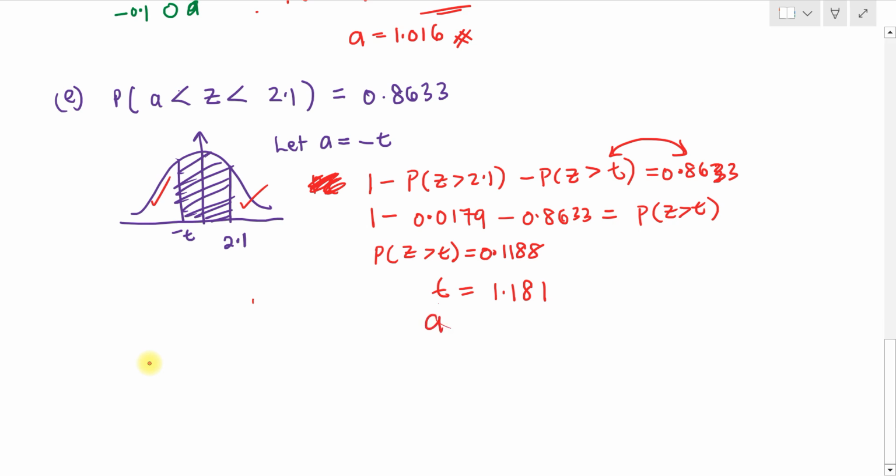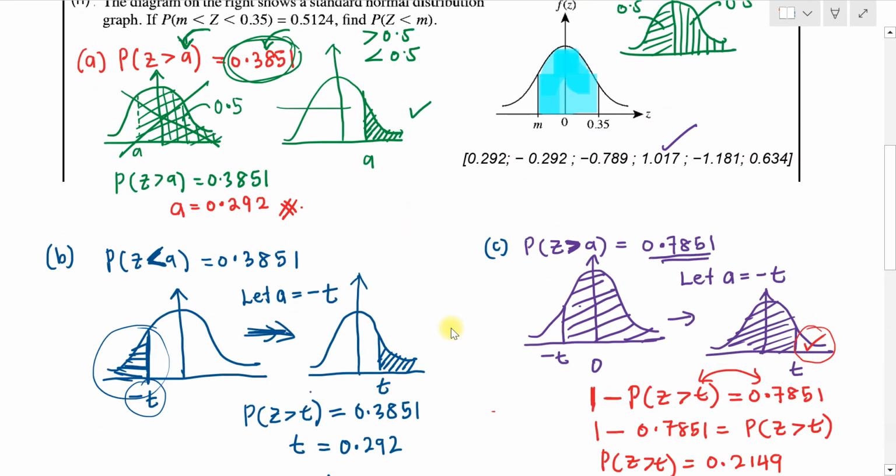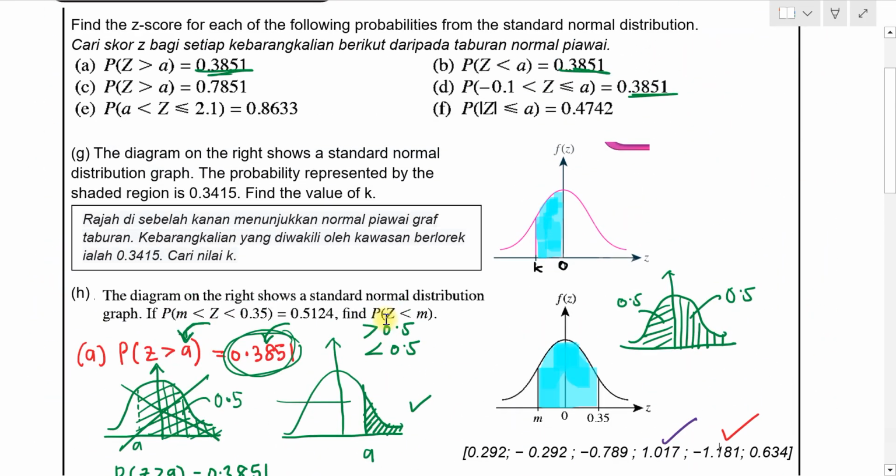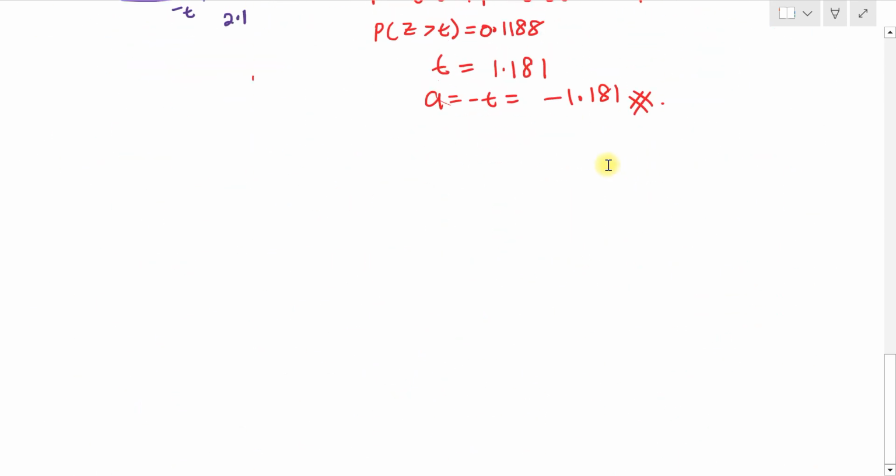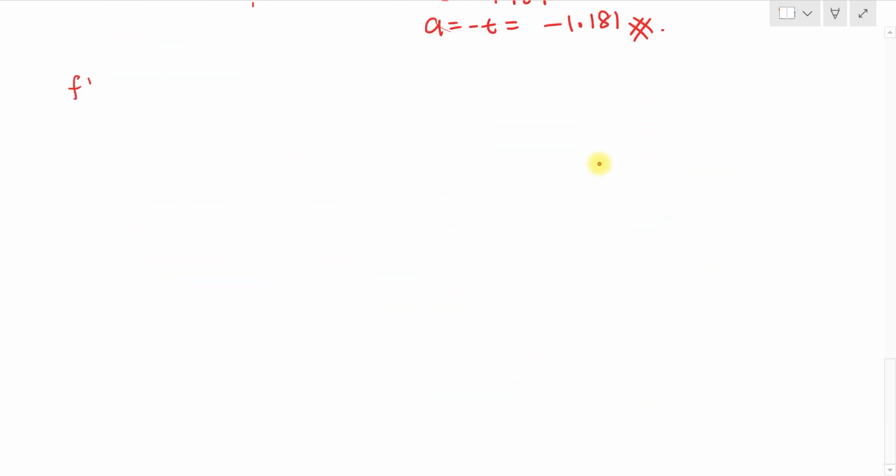We want to find the A. A is equal to negative t. So negative 1.181. Okay. And then your F. 0.4742. And it is, modulus of Z less than a. That is your F. 0.4742. Okay, this one I think is very easy to do.